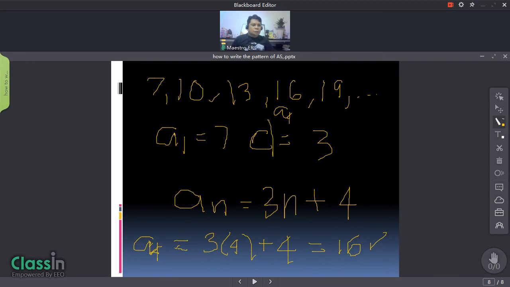So that's how to determine or to write the pattern of an arithmetic sequence. Okay, just follow the steps. Identify a sub 1 and D, then after that, you set a sub n equal to D times n. Then you look for a number to be added that will satisfy the first term, or a sub 1, by letting n be 1. The value of n is 1. Okay, I think that's enough examples.